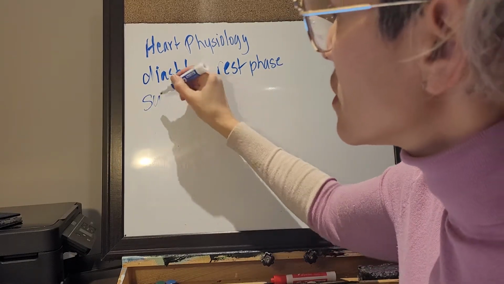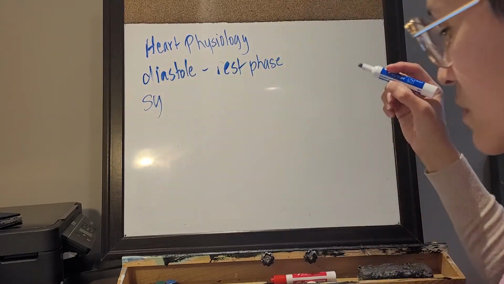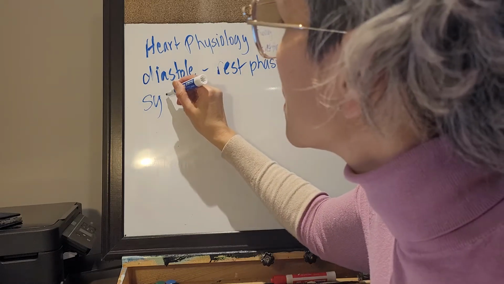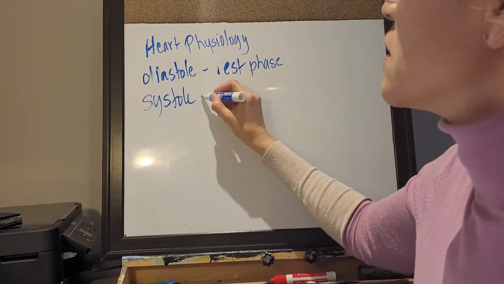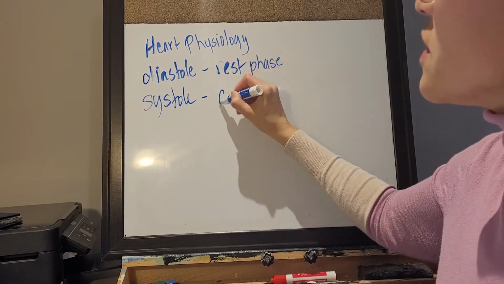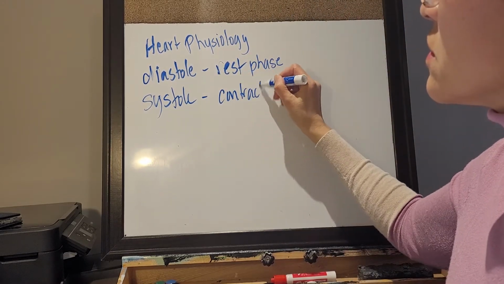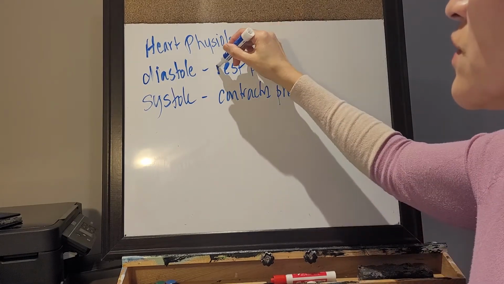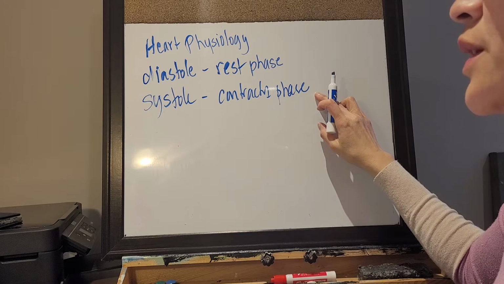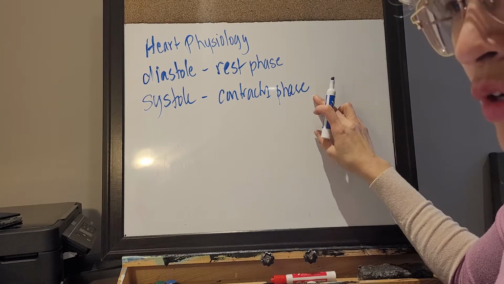And systole. And this is the contraction, the phase of the cardiac cycle in which the heart muscle is doing the work.